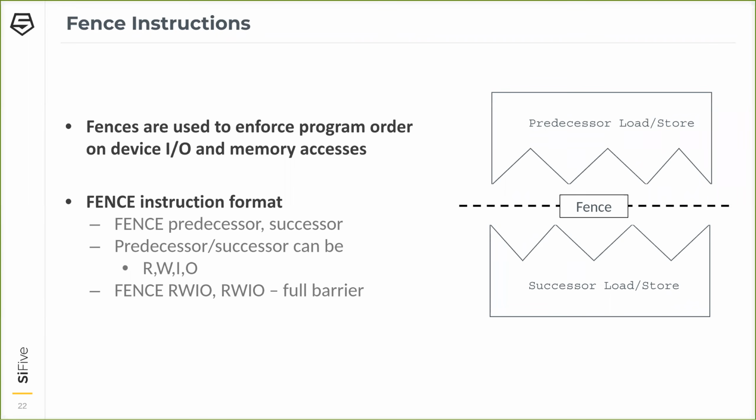Now the fence can be a pretty costly instruction from a performance standpoint. So it gives you granular control over which operations you want to observe, both before the fence and after the fence. You can specify whether you want read operations to be observed, or write operations, or read and write operations, and so on. The equivalent of a full barrier in RISC-V would be the fence RWIO, RWIO. This would wait for all read, write, and IO operations prior to the fence to complete prior to any read, write, IO operations after the fence.